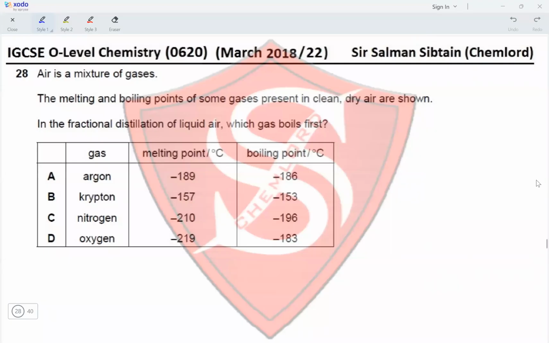Question 28. Air is a mixture of gases. The melting and boiling points of some gases present in clean dry air are shown. In the fractional distillation of liquid air, which gas boils first? It would be the gas with the lowest boiling point, which means it would have the greatest magnitude of the boiling point with a negative sign. So the greatest magnitude is minus 196. So this would be the one that would boil first, which would make option C the correct option for this question.